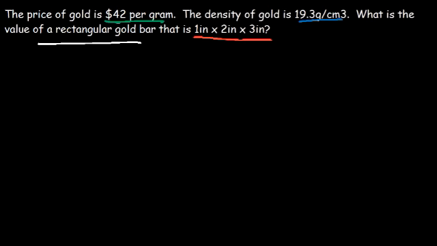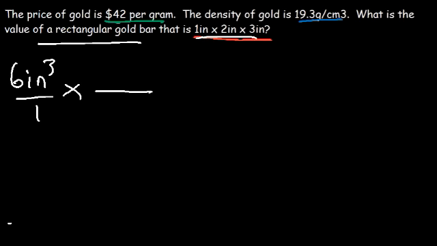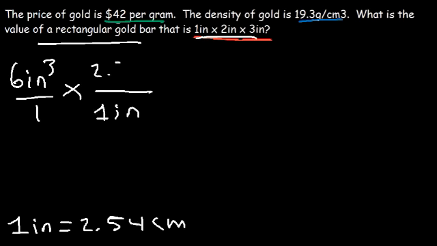So first, let's find the volume. So length times width times height, 1 times 2 times 3. The volume is 6 cubic inches. So let's convert it to cubic centimeters. Keep in mind, 1 inch is equal to 2.54 centimeters, and we need to raise it to the third power so that cubic inches will cancel.